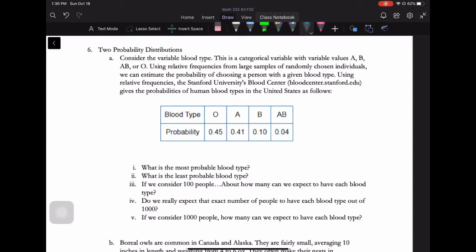Now we're going to consider blood types. There's 4 different blood types. Well, in addition, there's also positives and negatives. We're going to consider blood type as our variable. It's a categorical variable where you have either A, B, AB, or O, the universal donor.